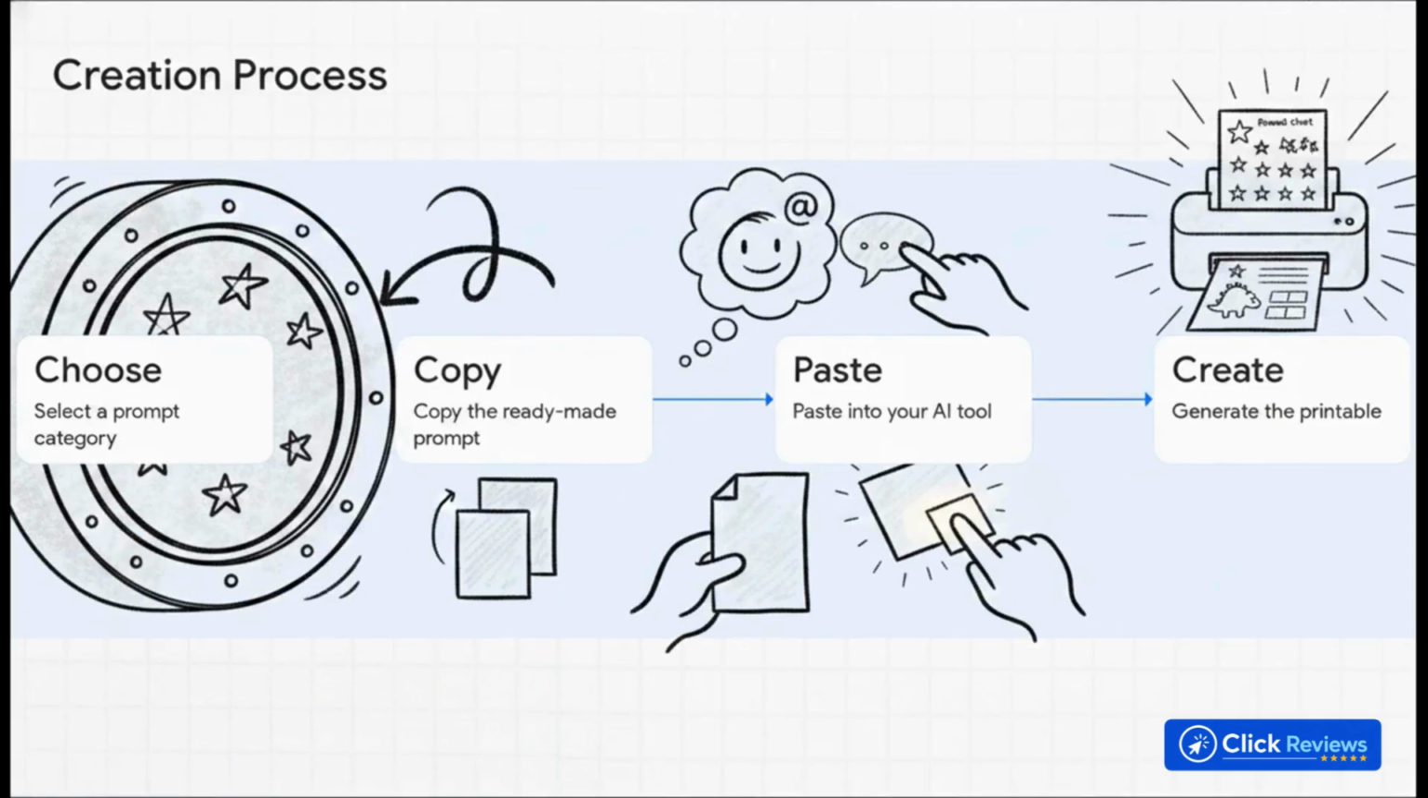So the absolutely crucial point here is how brilliantly simple this workflow actually is. You do not need graphic design skills. You don't need complicated API setups. It's just 4 steps. Step 1, choose a category. Step 2, copy the prompt. Step 3, paste it into your favorite AI tool, like ChatGPT for instance. And Step 4, create the printable. That is literally it. Zero prompt engineering required on your end, because all the specific instructions for layout, readability, and visual style are already baked right into the prompt.